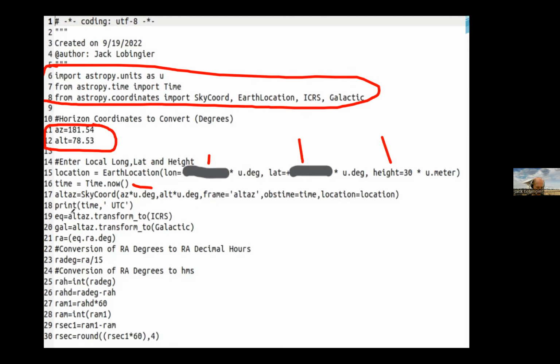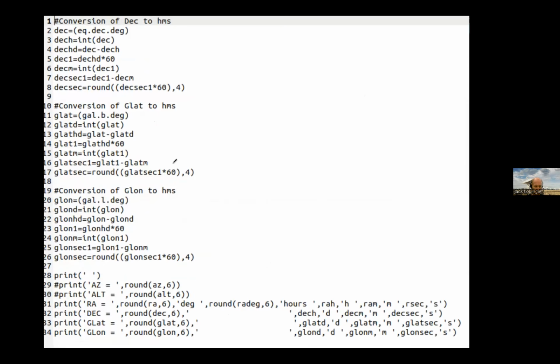That would then produce the real information, which then could be transformed into your equatorial coordinates and your galactic coordinates. Those then would have to be converted to the proper form for use in your programs. This is the first part of that program. The second part of that program, just a continuation of the first actually, would then convert the information into a number of different forms, and I'll show you that in the next slide here.